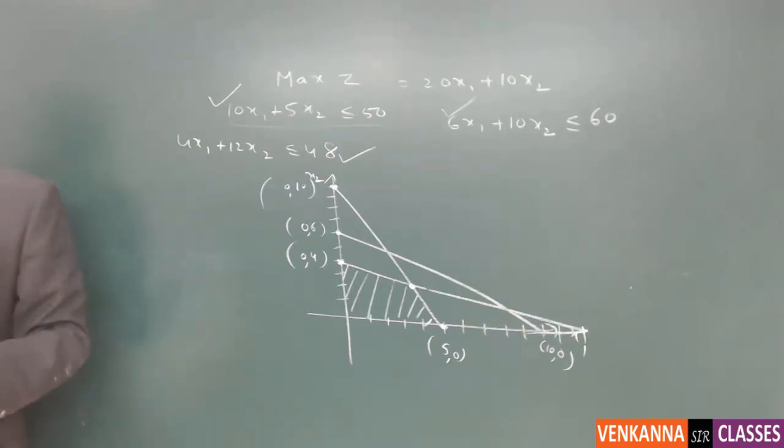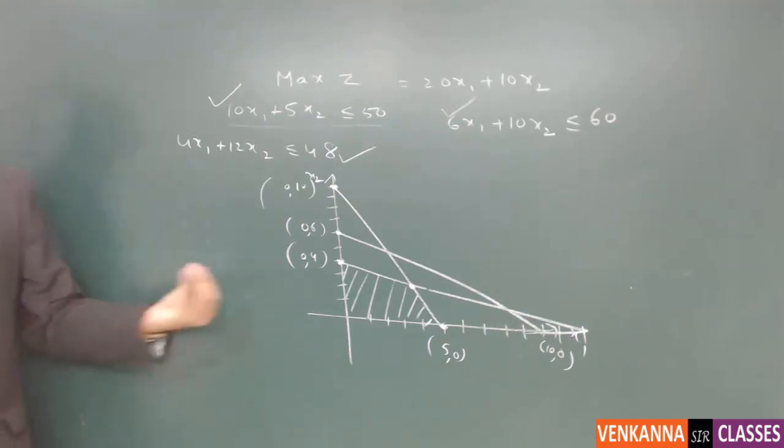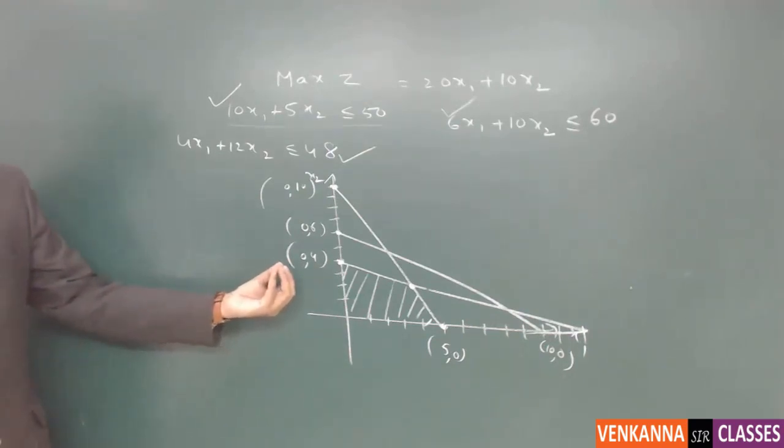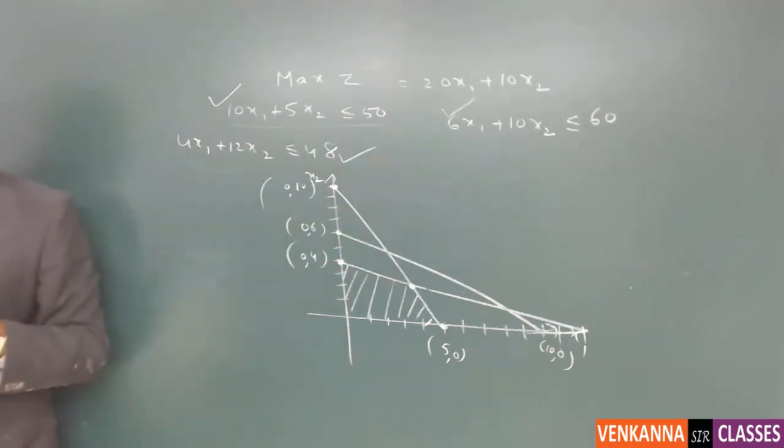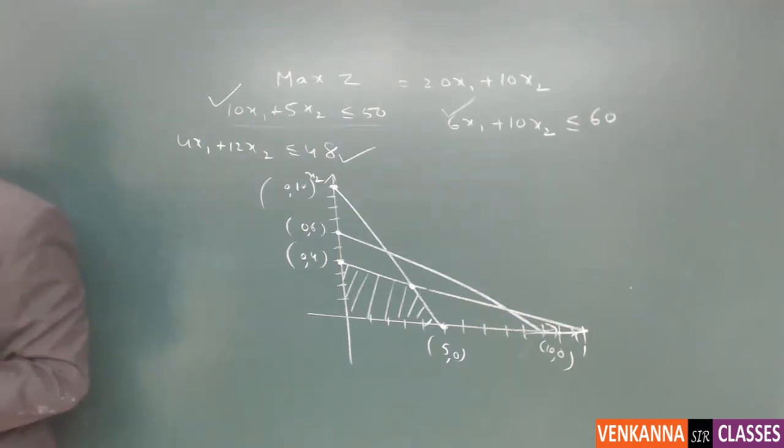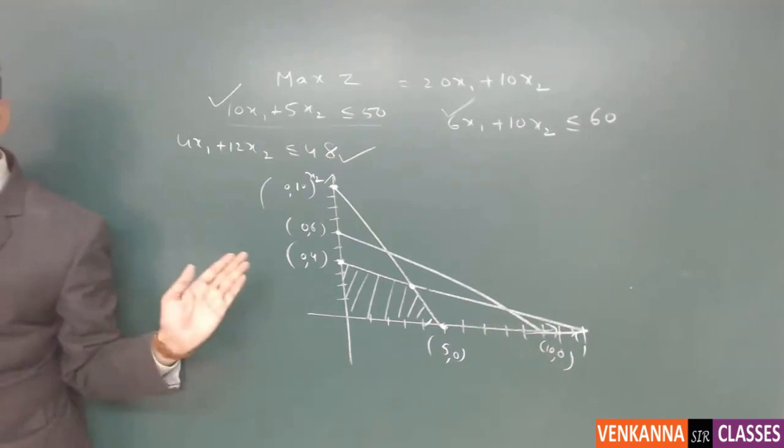They will come as fractions. 0, 4, why are we considering it? It must satisfy the 3 inequalities. Will it satisfy? Can you check? So we are going to draw the scaled graph.